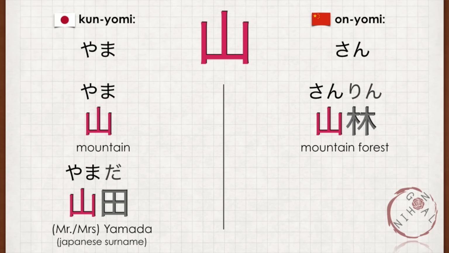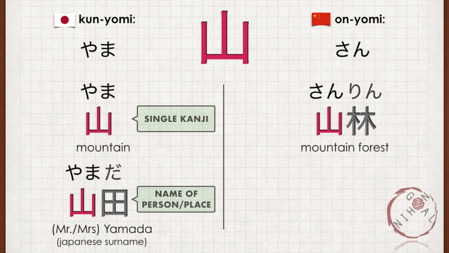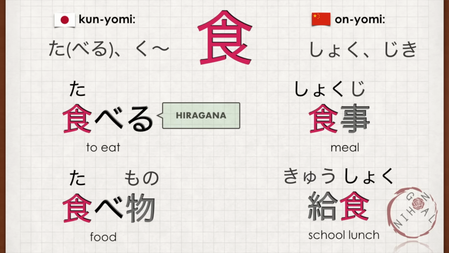So, when do we use the kunyomi and when do we use the onyomi? The general rule of thumb is when it is a single or standalone kanji, we use the kunyomi or the Japanese reading. Also, when it is used for names of person or place, kunyomi is also used. However, when it is combined with another kanji, onyomi or Chinese reading is used. Also, when it is followed by hiragana characters, kunyomi is also used.